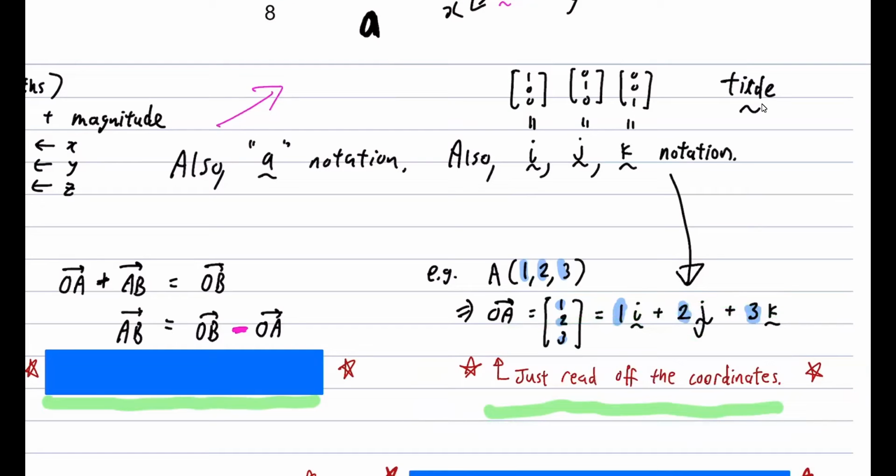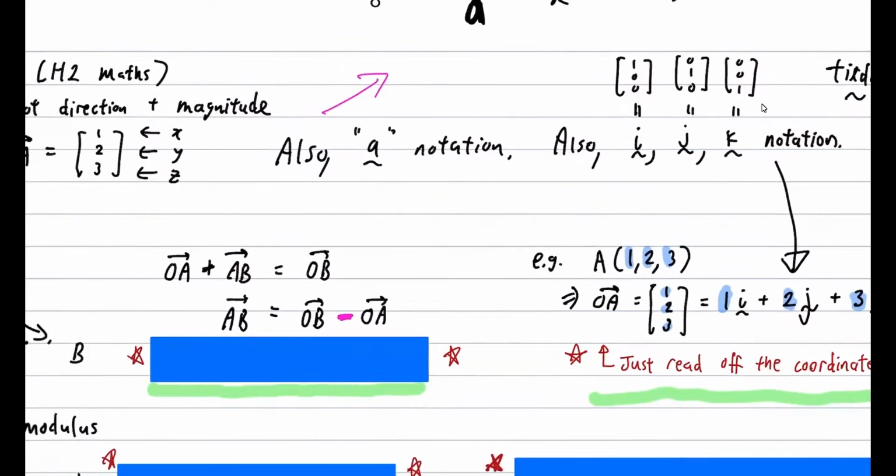Let me delete and review. Just read off the coordinates. In other words, 1, 2, 3 will correspond directly to these 3 components. And where do you get 1, 2, 3 from? It's actually the coordinates of the point. Clear? Yep. Okay, good.